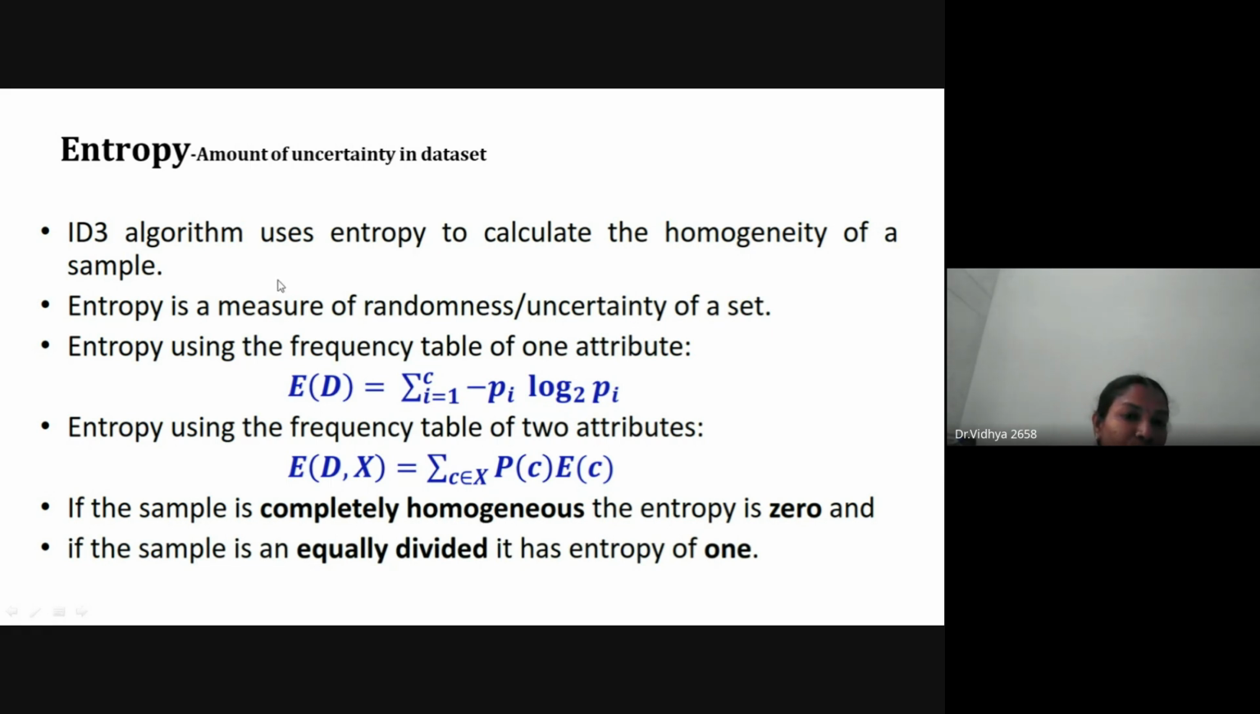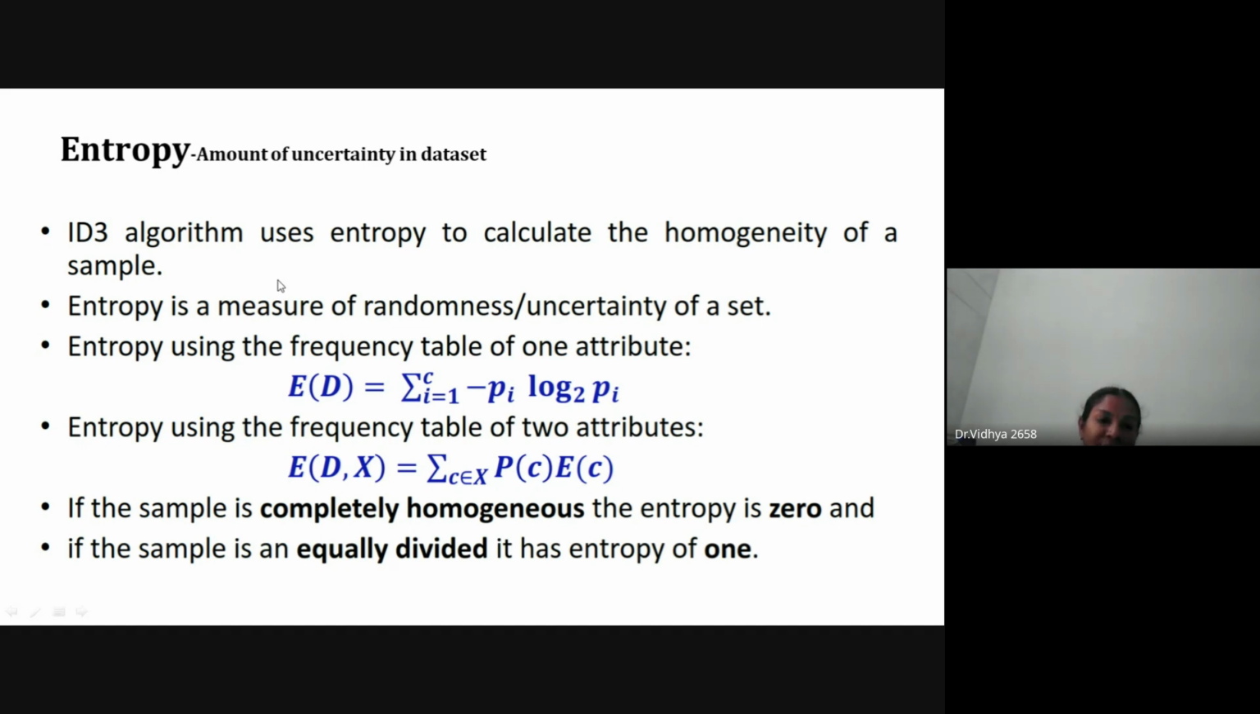Entropy is the amount of uncertainty in a data set. So what is the entropy? Entropy represents the amount of uncertainty in the data set. The ID3 algorithm uses entropy to calculate the homogeneity of the sample. So it depends on the nature of the sample only. Before the algorithm splits further, the homogeneity of the sample should be verified.